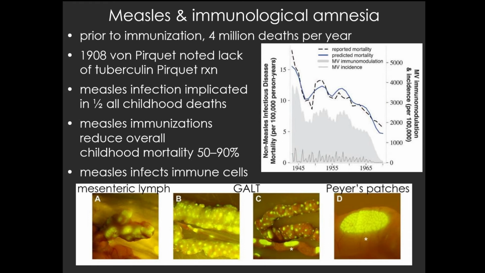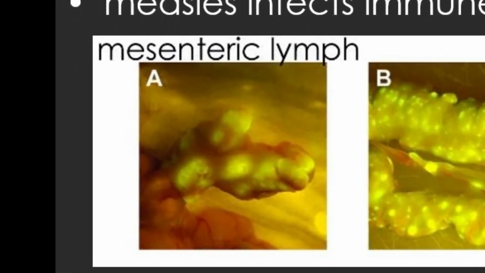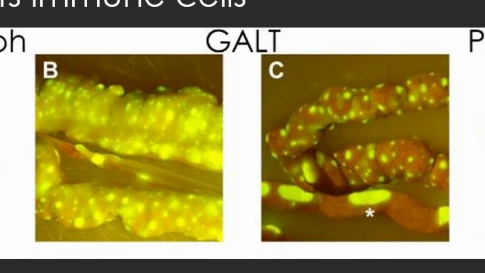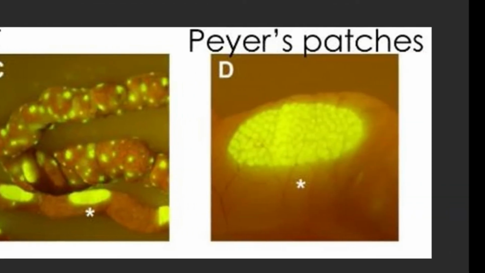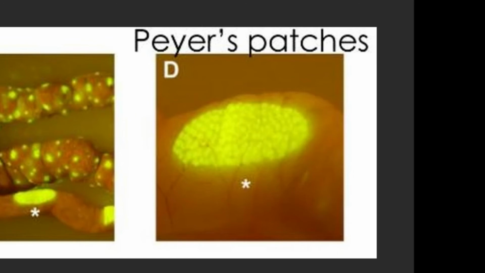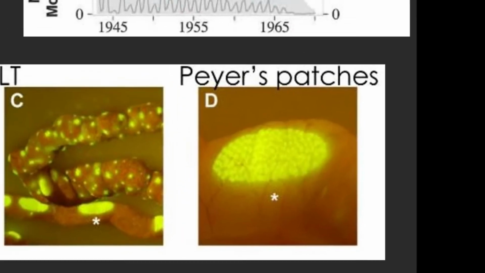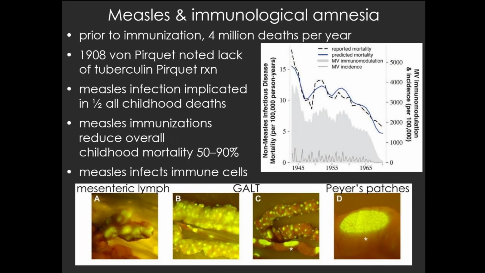And that was found using a really interesting experiment that incorporated the green fluorescent protein that we used in our transformation experiment. So they had a measles virus that they had bioengineered to have this green fluorescent protein expressed in any cell that that measles virus grew in. As you can see from the pictures here, mesenteric lymph, the gut-associated lymphoid tissue or GALT, and the Peyer's patches all lit up bright green, meaning that the measles virus was attacking those immune cells and they were dying, and the immunological memory was dying with them.